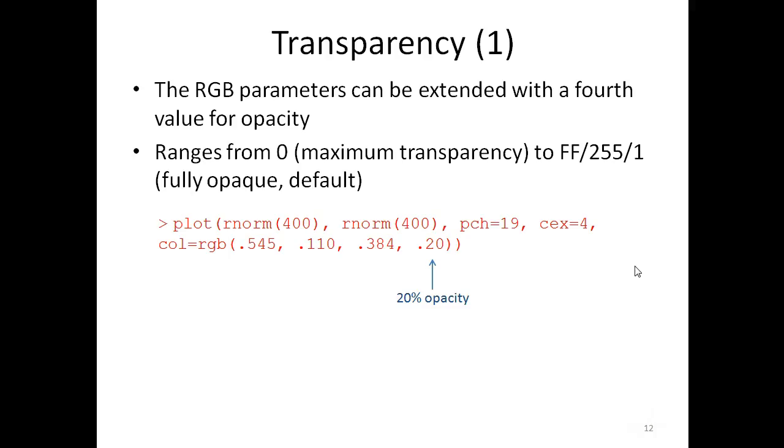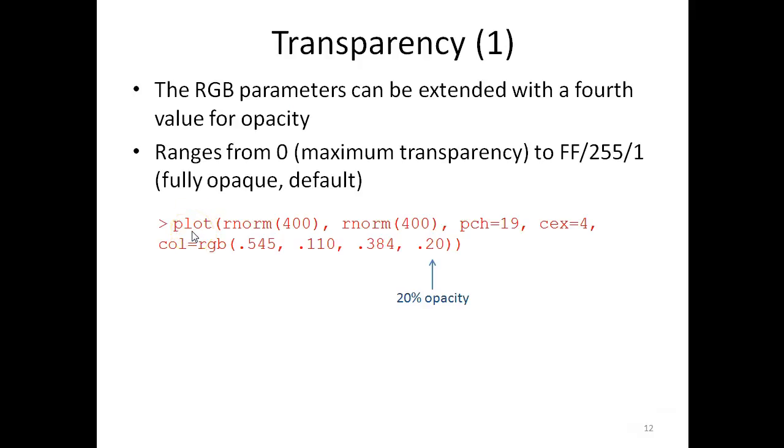Another thing you can do with colors in R is to use transparency, because the RGB parameters can be extended with a 4th value, which stands for the opacity of the color. And the opacity ranges from 0, which is maximum transparency. Actually, it's not quite see-through, but you can still see the color very vaguely. Up to 1 or FF or 255, depending on how you define it, which is fully opaque, that is the usual color which covers anything beneath it.